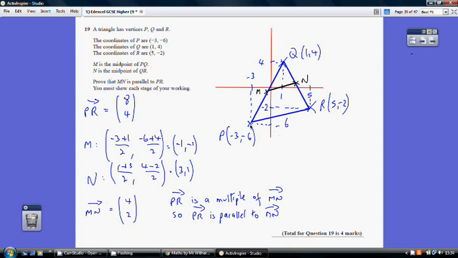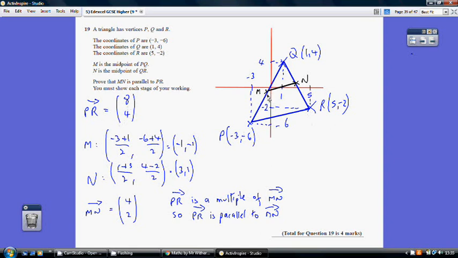Well, going from P to R, we're going from an x coordinate of -3 to +5, so that's 8 along the corridor. So our 8. And then up the stairs we're going from -6 to -2, which is 4 up the stairs. So the vector PR is (8, 4).